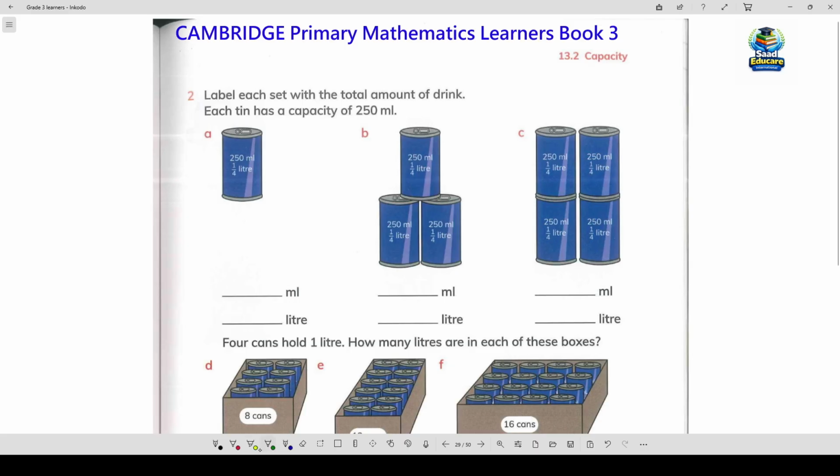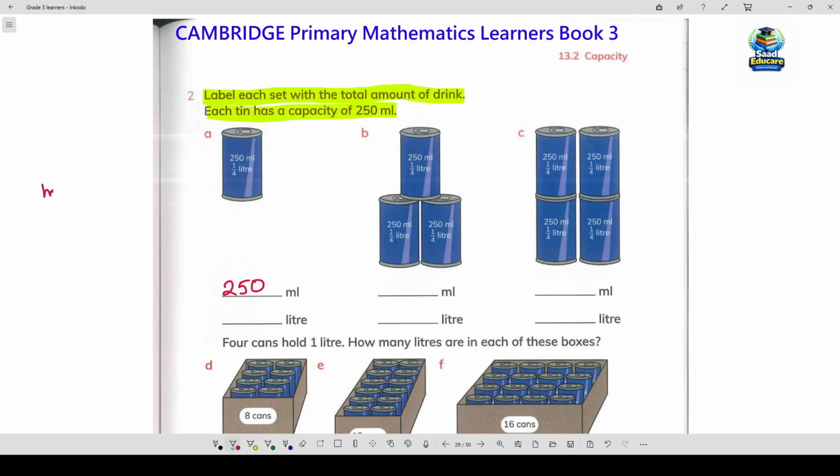Question 2. Label each set with the total amount of drink. Each tin has a capacity of 250 ml. Now here it is mentioned 250 ml. So exactly we write this one. What about liter?